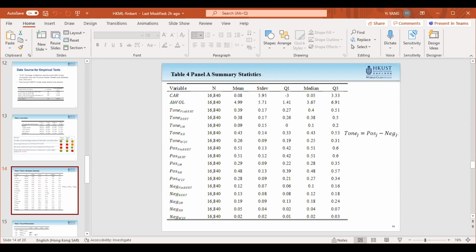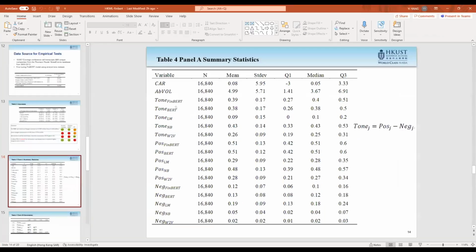Okay, so here we are trying to use our FinBERT-derived tone. So what is tone? Tone is the difference between positive and negative words in a conference transcript. So each transcript will have a tone number. The higher the number, the more positive the tone is. If the number is negative, it means that the tone of that conference call transcript is negative. Our dependent variables are the CAR and abnormal volume. CAR means the cumulative abnormal return, which is the standard way of calculating the return. The abnormal volume is just the trading volume.